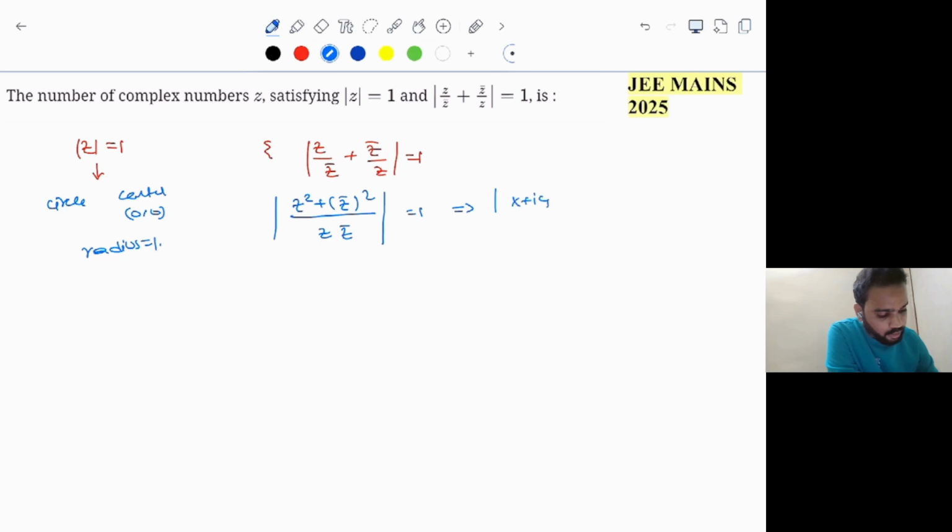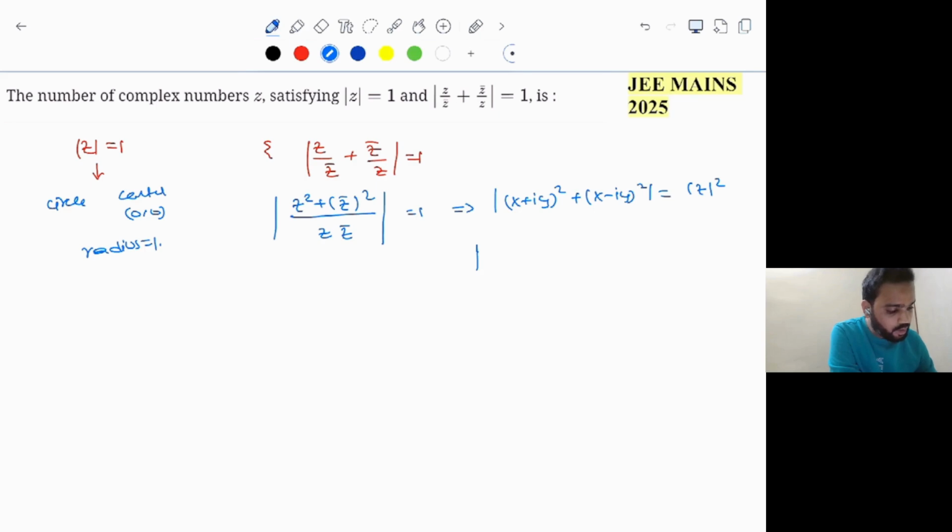Now, I'll try to put z is equal to x plus iy, that is, x plus iy whole square plus x minus iy whole square is equal to. Now, the right hand side will be nothing but mod z whole square, right? Because in the denominator, you can notice we have z into z bar. So, z into z bar is mod z whole square. Okay. Now, let's try to simplify this one.